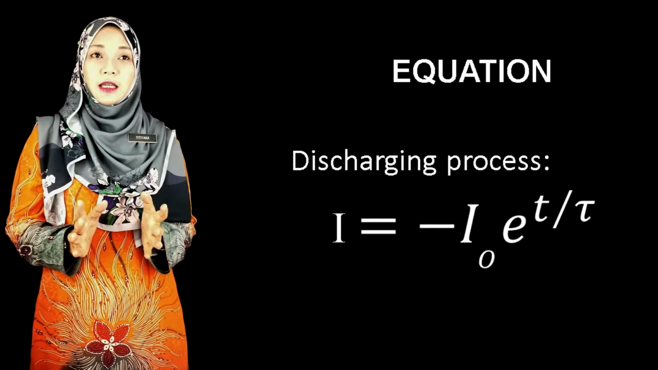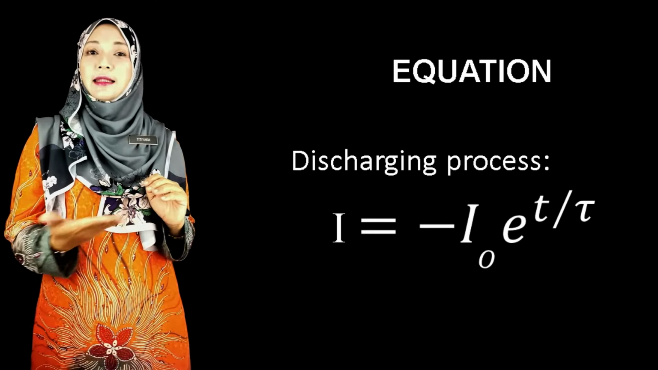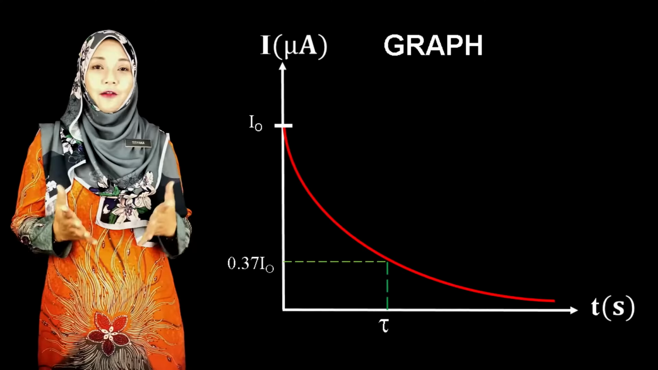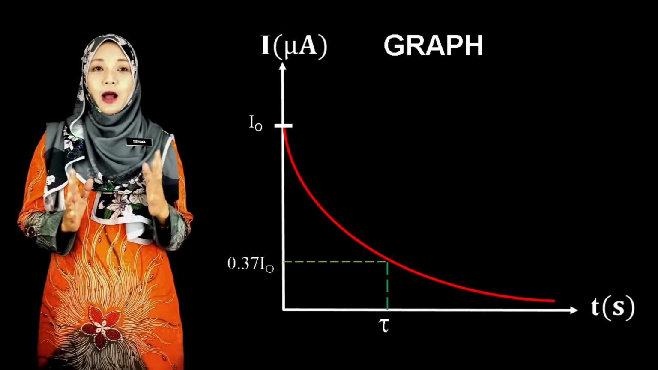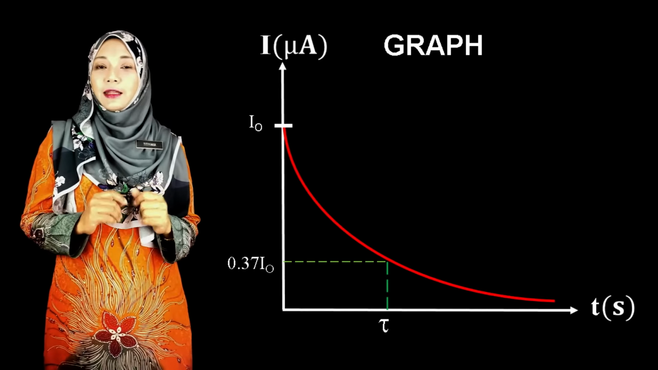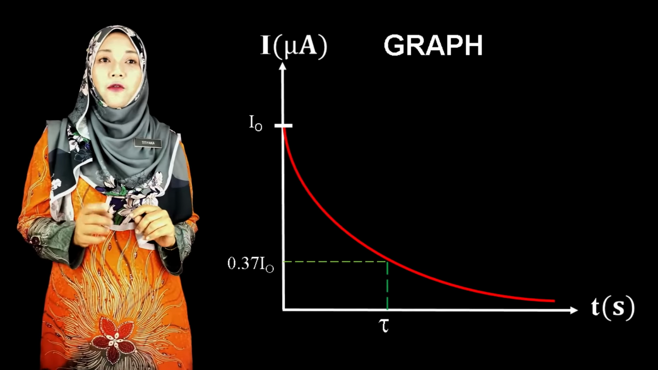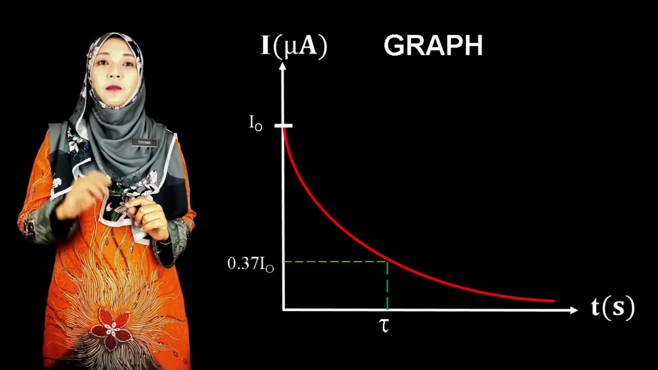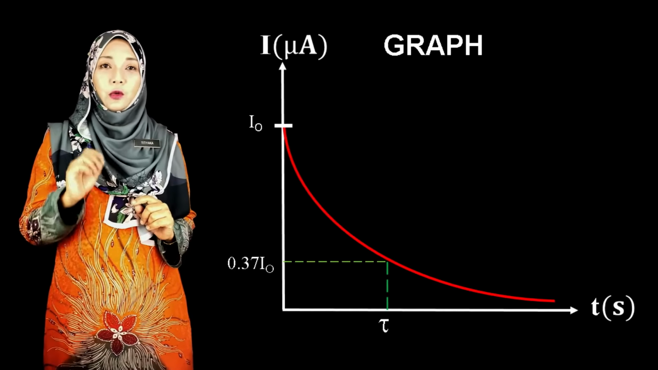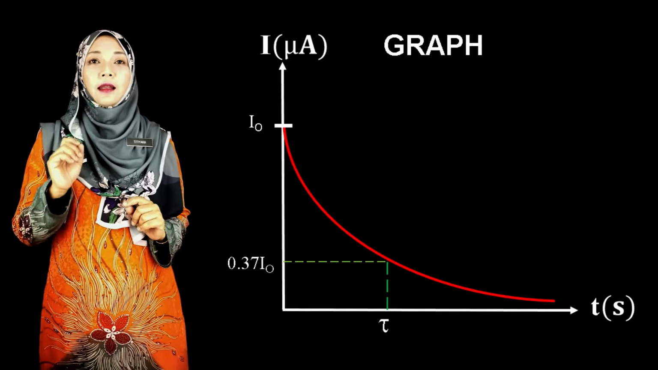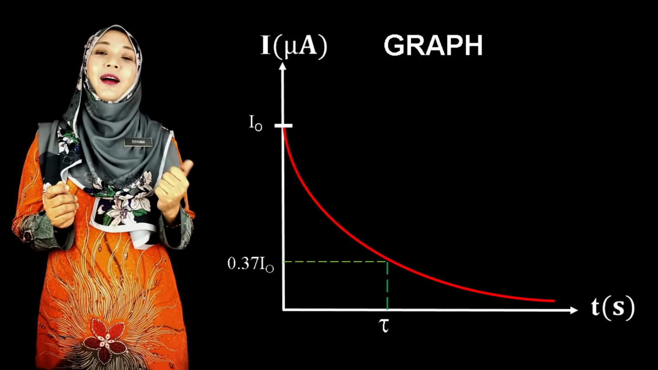Look at here. From the equation, your y-axis will be I and your x-axis is t. Your graph is going to resemble something like this. You are going to have a y-intercept at I node. The time constant, tau, can be obtained from the graph when the value of I is equal to 0.37 I node, or 37% of I node.